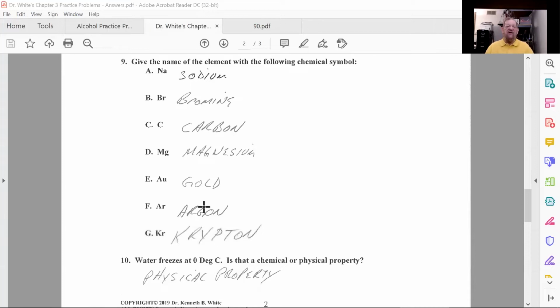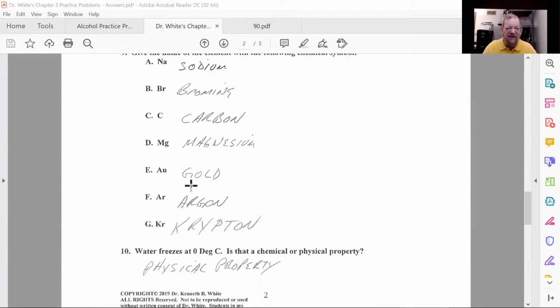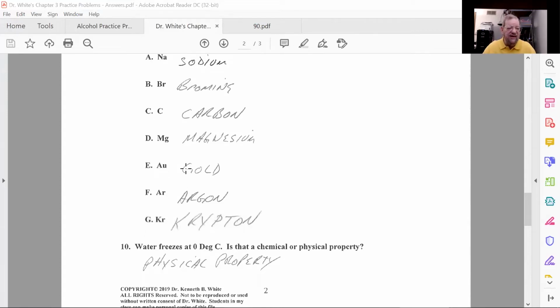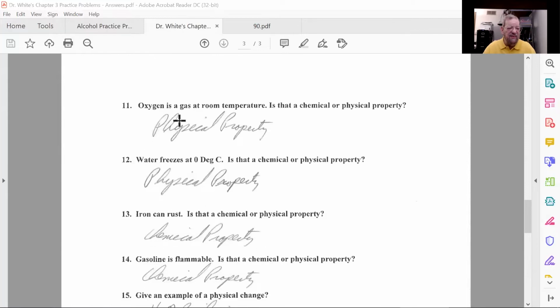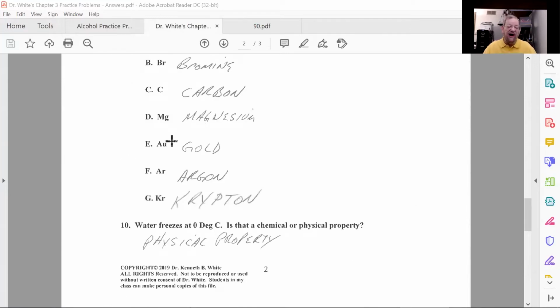All right, next I talked about chemical and physical properties. A physical property is something that you observe and would not be something that tells you how something changes chemically. So in a physical property, whatever you're observing does not change chemically. In a chemical property, it will, or has this propensity, ooh, big 25-cent word there, to change. So water freezes at 0 degrees Celsius. And what is that, chemical or physical property? Physical property.